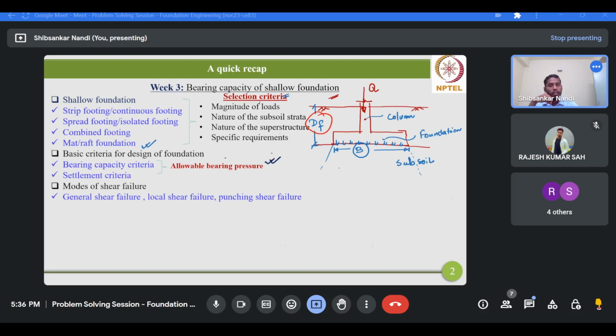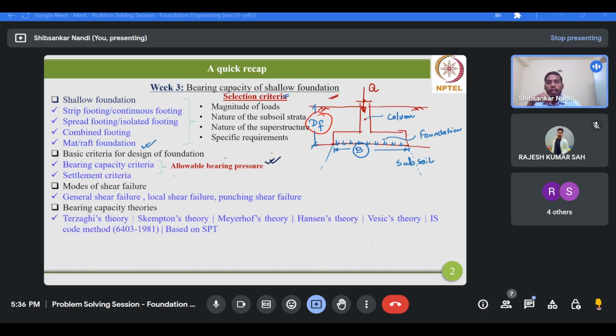Am I correct? Yes, sir. Okay, so those who are still pending for brushing up this concept, please go through it. I request all of you to go through the typical features of general shear failure, local shear failure, and punching shear failure, and when each case is feasible.